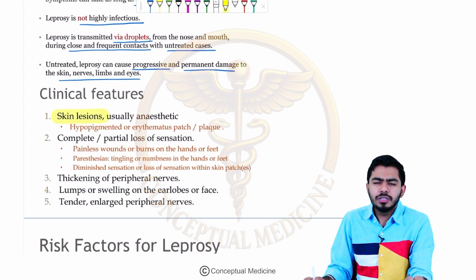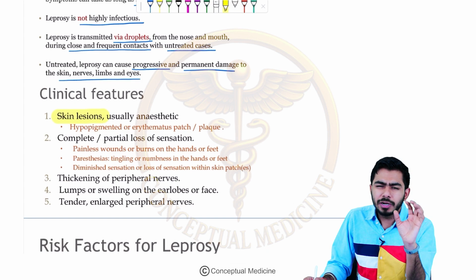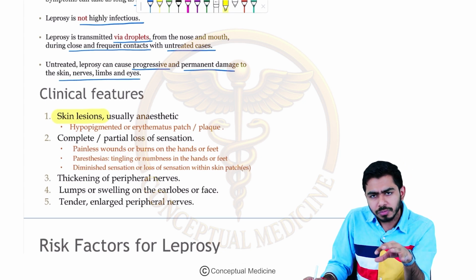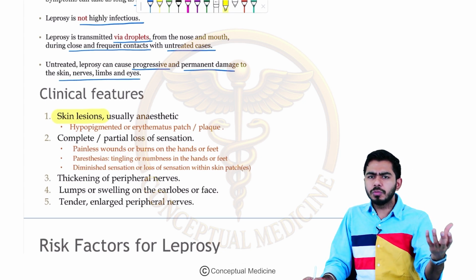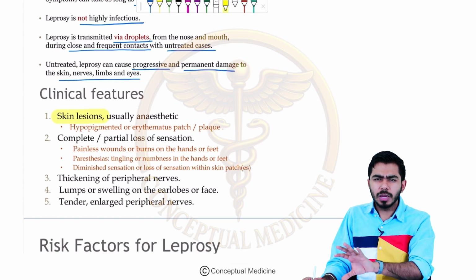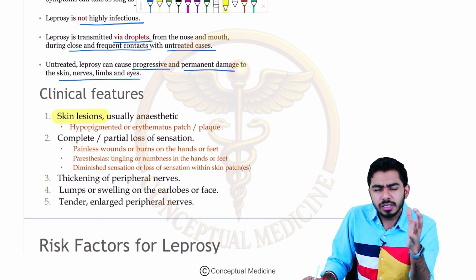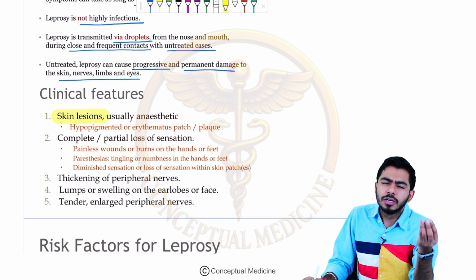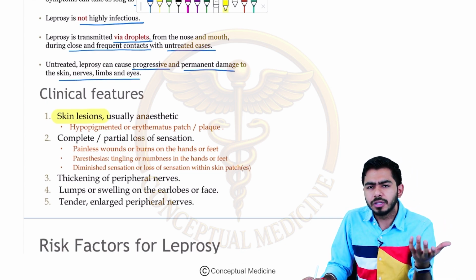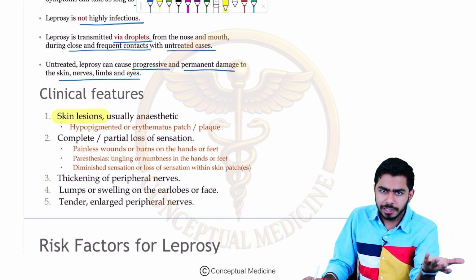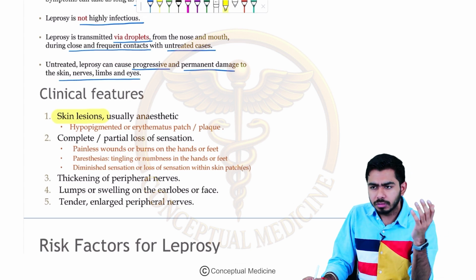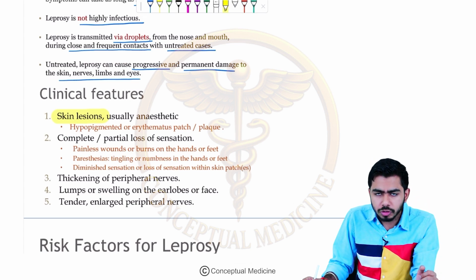In skin lesions, we see various kinds of patterns in different patients. In the same patient, different patterns of skin lesions might be seen as well. In some areas there could be hyperpigmented lesions, in some areas hypopigmented lesions, but most commonly hypopigmented lesions are seen in the leprosy patient. Different kinds of skin lesions might appear in different patients, but usually hypopigmented lesions are seen, though many other lesions might also be seen.